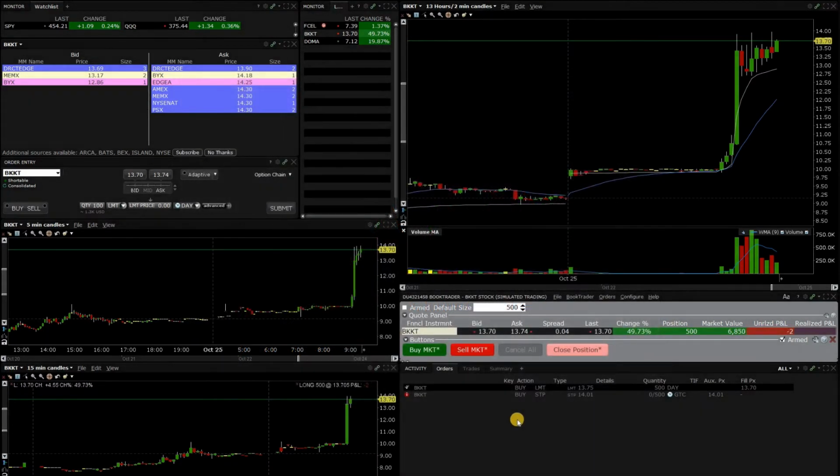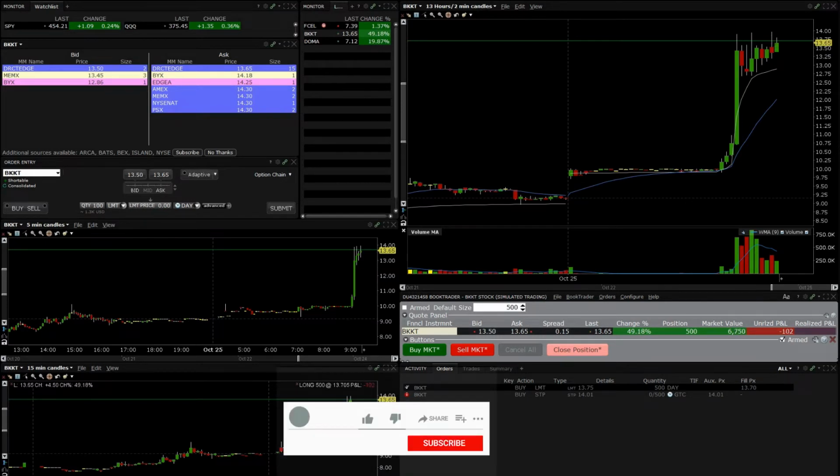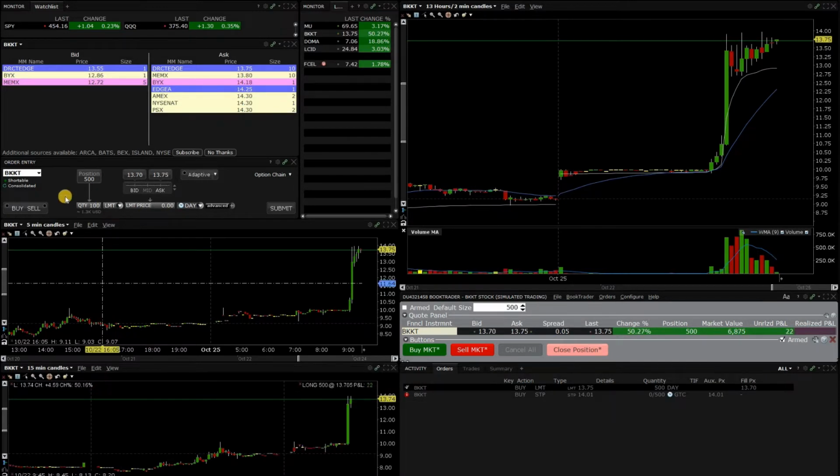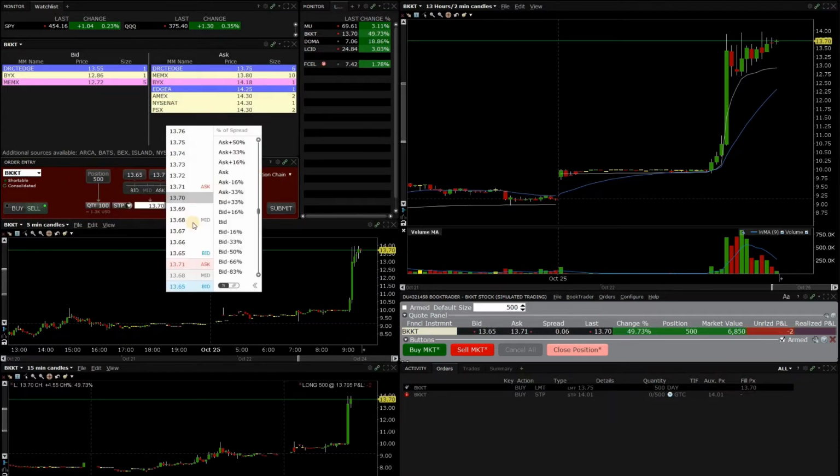I entered a small position, only 500 shares, just above the upper trend line when I saw that the price moved higher with the breakout potential. Okay, so let's see how it plays out. It looks like it wants to move even higher, but there is very low volume. So what I want to do is place a stop loss order just to cap my losses if it goes another way.